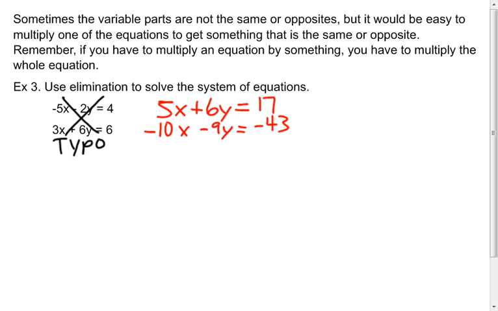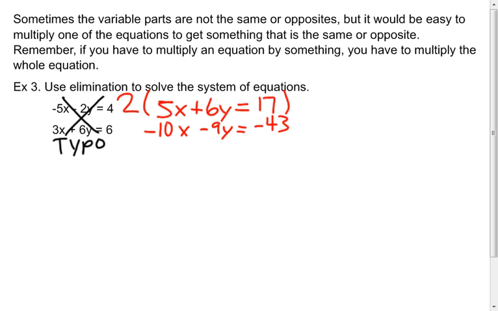Now, I don't have anything that's the same. I don't have anything that's opposite. Is there a way I can multiply one of those by something that would make it either the same or opposite? Now look, I have 5 and I have a 10. Can I multiply 5 by something to get 10? Sure. I can multiply it by 2. But I have to multiply the entire equation by 2, not just the 5x part.